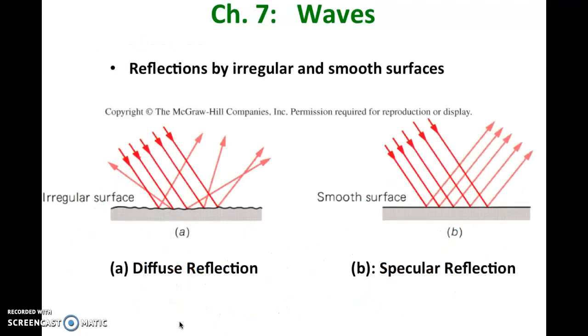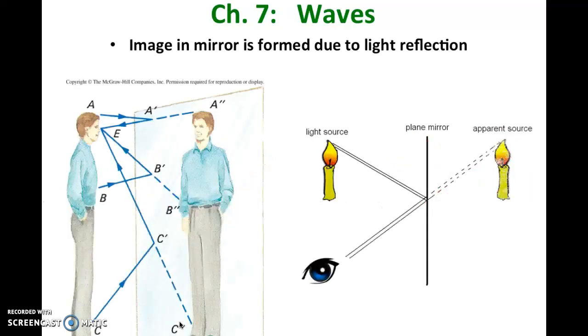Reflection by an irregular surface in different directions is called diffuse reflection. Reflection by a smooth surface in one direction is called specular reflection. Due to light reflection, a mirror forms a virtual and upright image.